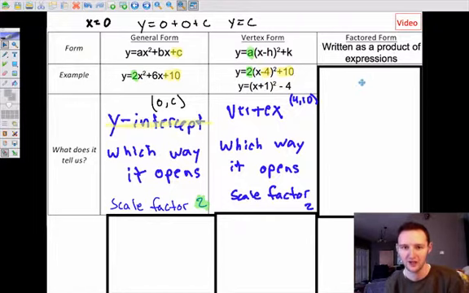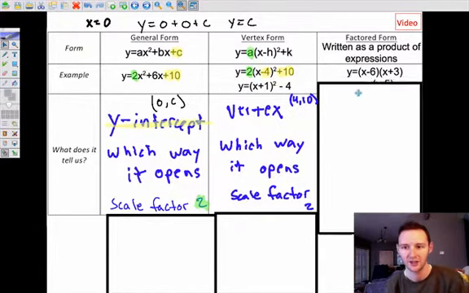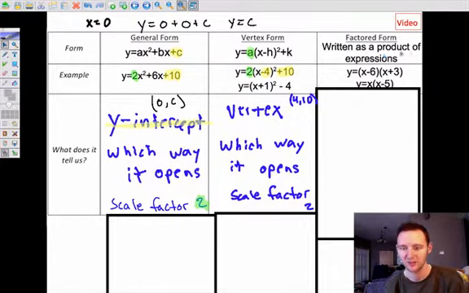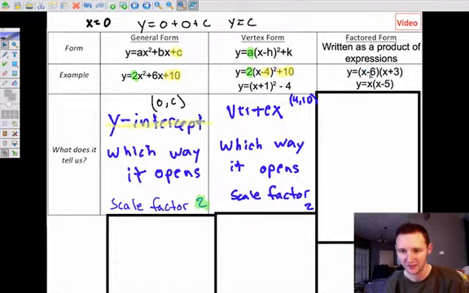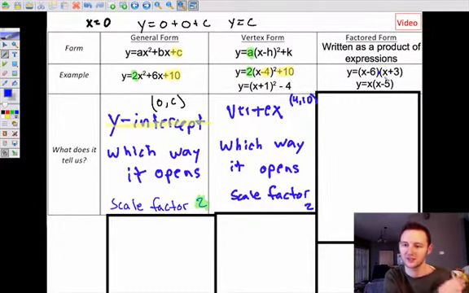Factored form. This one looks the most different of the three. It's written as a product of expressions. So x minus 6, that's an expression. x plus 3, that's another expression. Product means multiply, so we'll multiply between them. This is factored form here: x minus 6 times x plus 3.